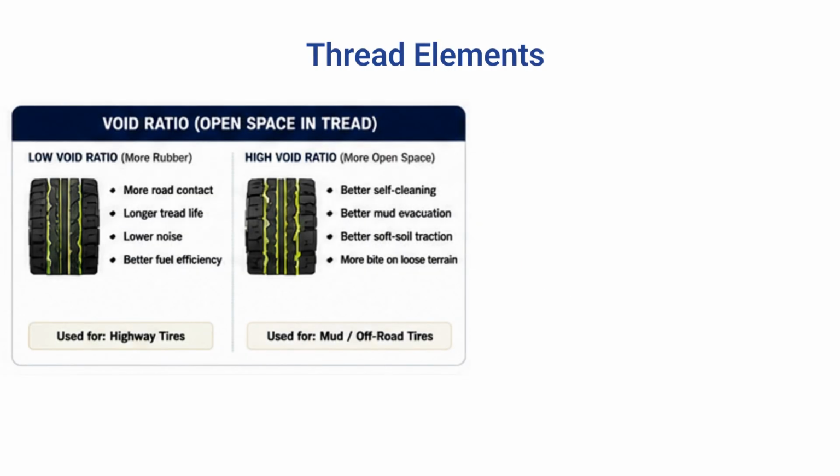This image explains how tread design influences tire performance and how the correct pattern should be matched to the terrain. First, the void ratio is the amount of open space between the tread blocks. A low void ratio provides more rubber contact with the road, resulting in lower noise, longer tread life, and better efficiency. A high void ratio provides larger open channels, improving mud evacuation, self-cleaning, and traction on loose terrain.